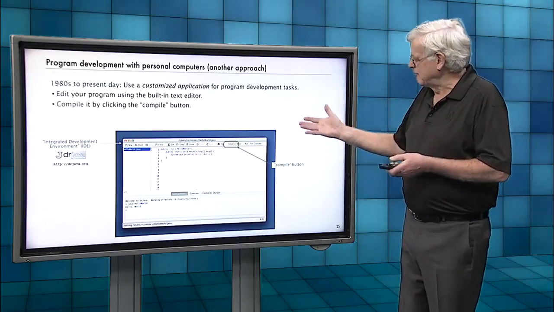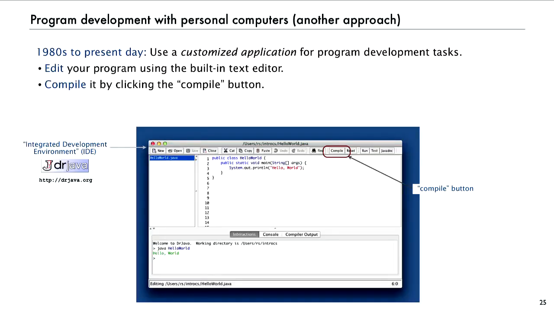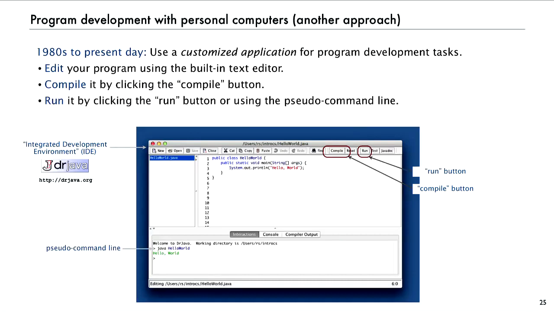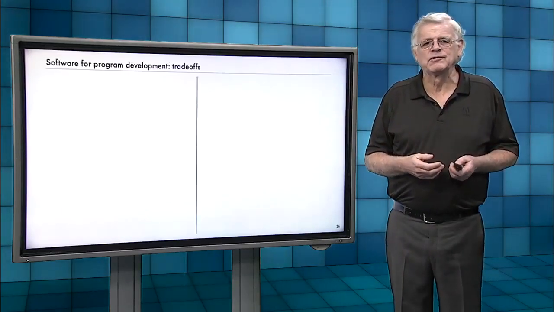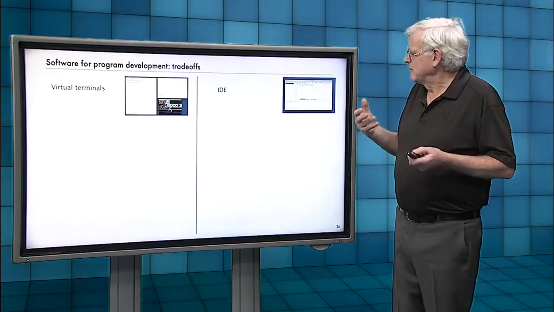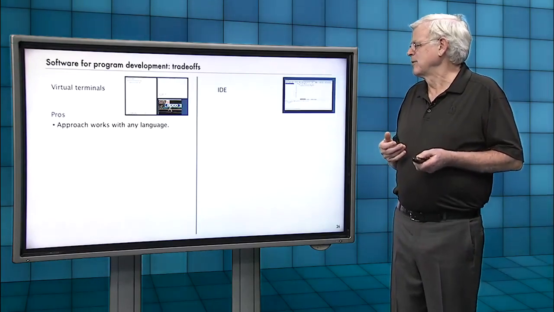So anyway, it's an application for developing Java programs. It's got a button for compile and a button for run. And then it's got a command line where you can also see the output. So it's just a different approach to developing programs. So what are the pros and cons of these two different approaches?